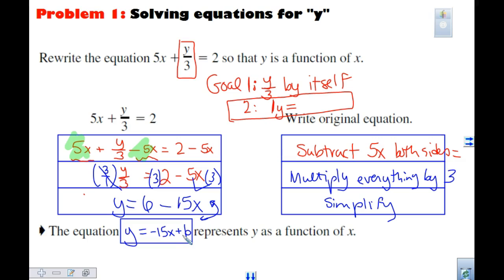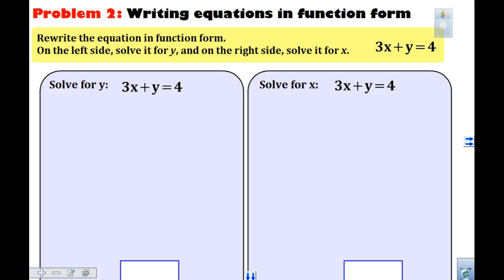Okay, so since we added the negative 5x on that side, is that why we added it on the other side? Yes. You're trying to cancel it out. And you'll see that now when we do this next one. So let's go to the next question.